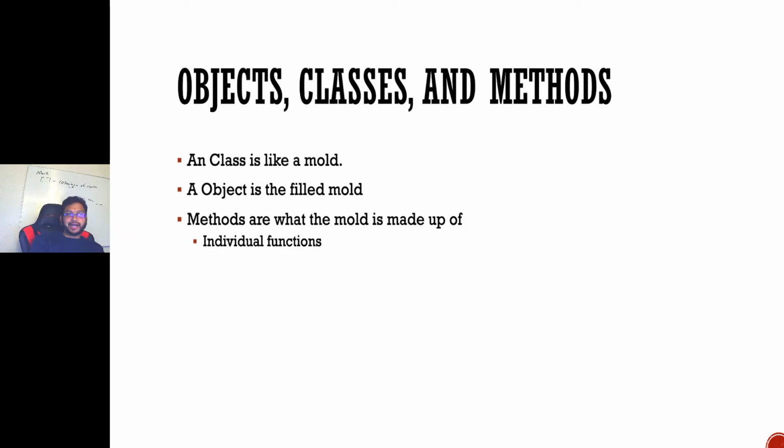Remember, a class is the mold, an object is the mold that's filled in, and methods are what the mold is made up of, which again, I go through methods as individual functions. So if we go back to our example with the dog, you have a class of Dog. The object would be an instantiated dog. Again, dog1, dog2, and dog3. From there, a method would be the eat, sleep, and bark.